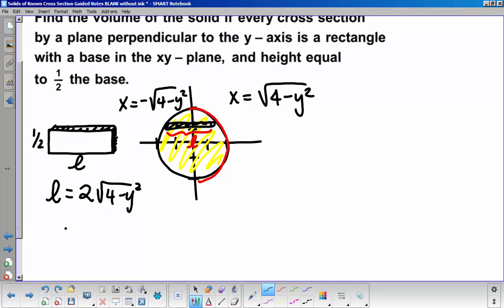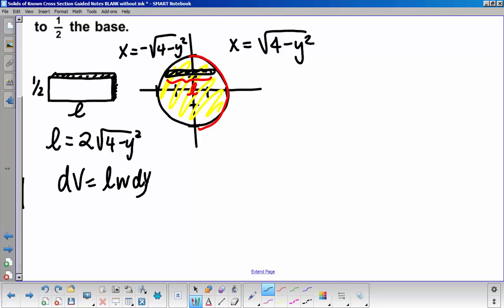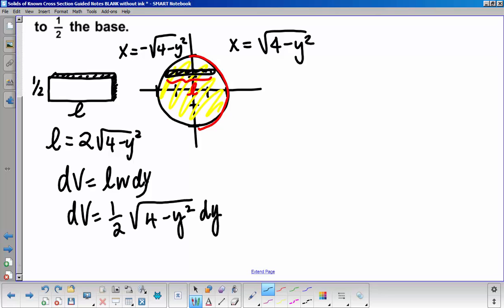All right, so what's one slice of volume here? It's going to be length times width times dy. But we know that the width is 1/2 always, and this is 1/2 the square root of 4 minus y squared dy. So what is going to be the entire volume then?